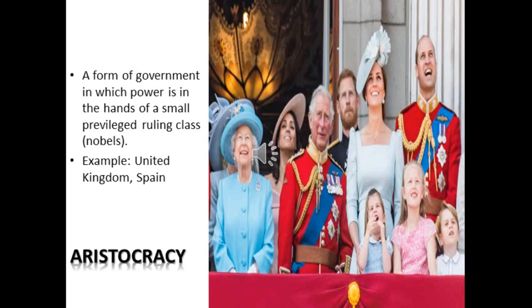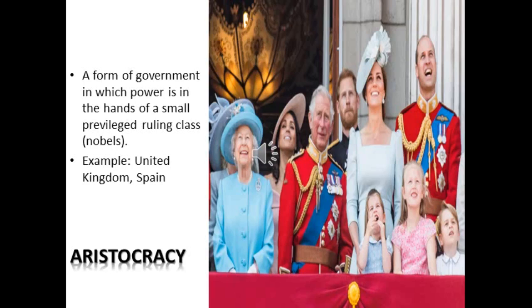So this picture shows the royal family of United Kingdom. So the first form of government, aristocracy. Aristocracy is a form of government in which power is in the hands of a small privileged ruling class, that is the nobles. An example of such a form of government is seen in United Kingdom and Spain.